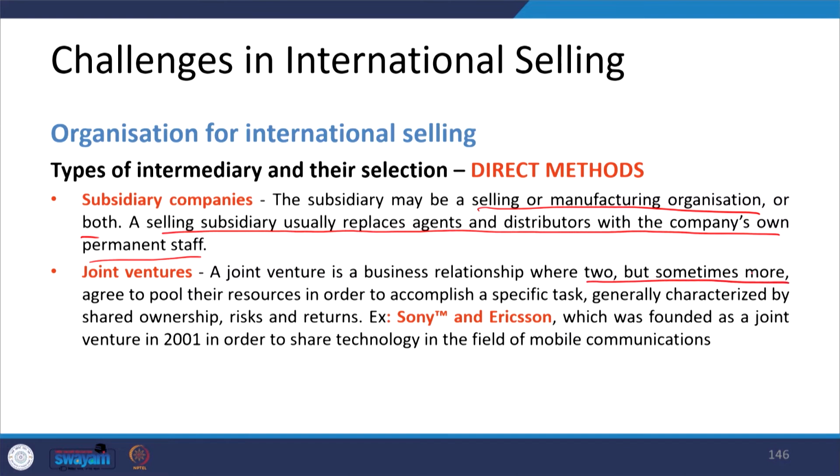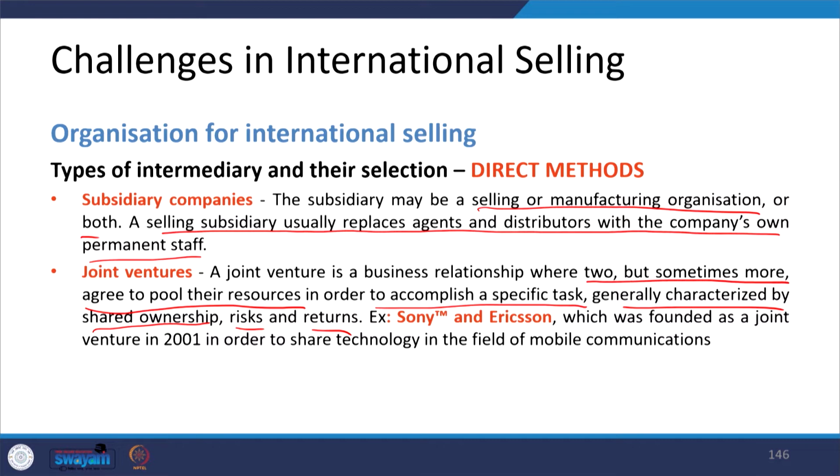Joint ventures are another example of direct methods. A joint venture is a business relationship where two, but sometimes more, parties agree to pool their resources in order to accomplish a specific task, for example, sales. It is generally characterized by shared ownership, risk and returns as well. So whether you are making profits or losses, in joint ventures all the parties coming together have equal responsibility and share the profits and losses equally.